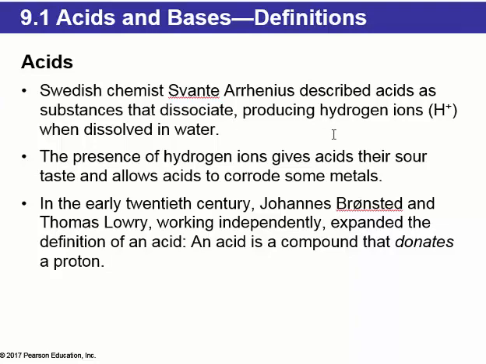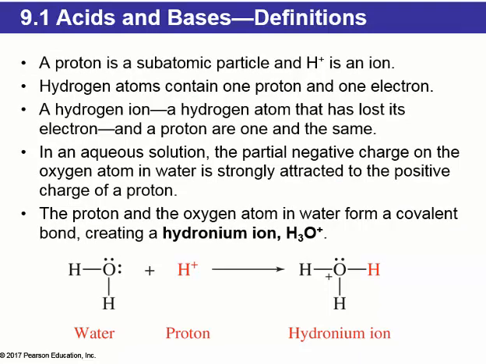So the Arrhenius definition is only related to what happens when something dissolves in water, whereas the Bronsted-Lowry is more comprehensive. So let's look more at what we mean by a proton donor. We know that a proton is a subatomic particle, but H+, which we refer to as the hydrogen ion, is actually a proton. So let's look at why.